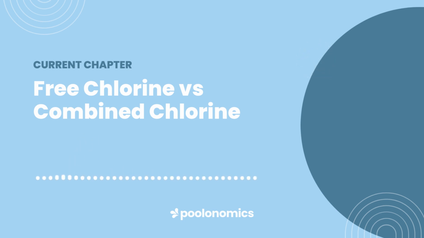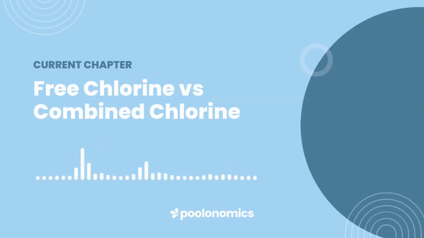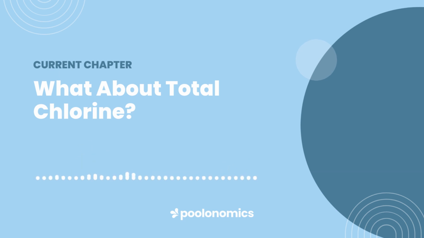Next, you have combined chlorine. This is the used-up chlorine that's already done its job, and unlike free chlorine, you can't directly test for it in a pool. Used chlorine is also sometimes called chloramine, and it continues to build up in your water as free chlorine is used up. It offers little in the way of sanitation, and can actually reduce the quality of your water if left unchecked. Ideally, you should keep your combined chlorine level as close to zero as possible, but anything under 0.5 parts per million is generally acceptable. What about total chlorine?